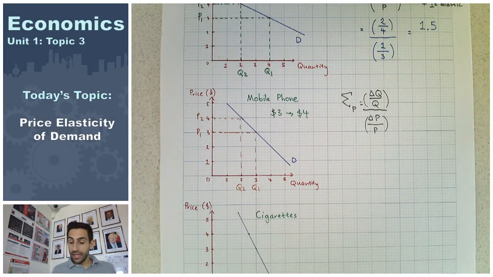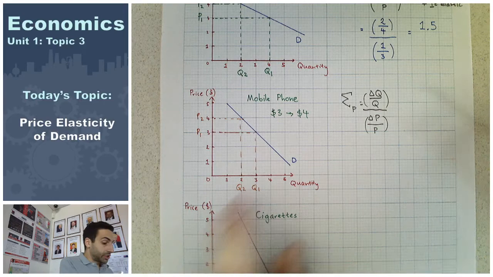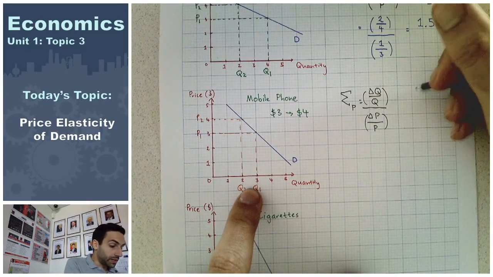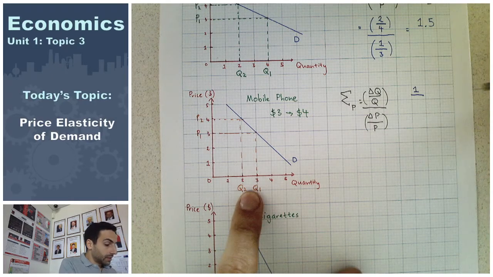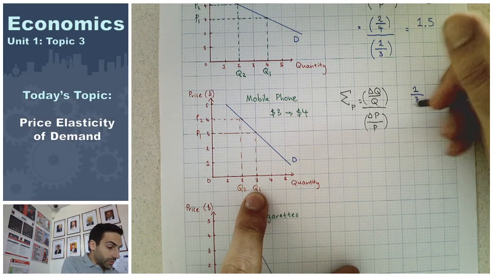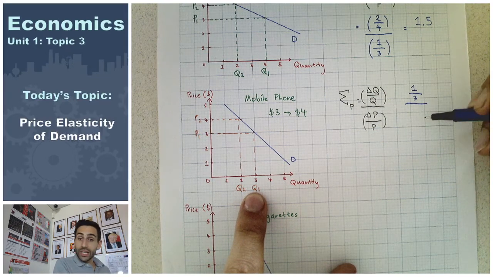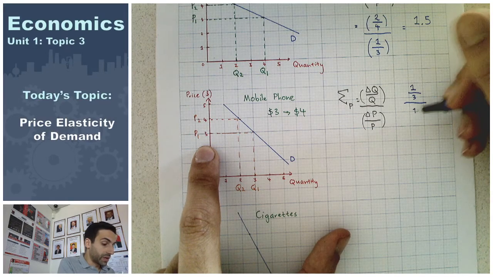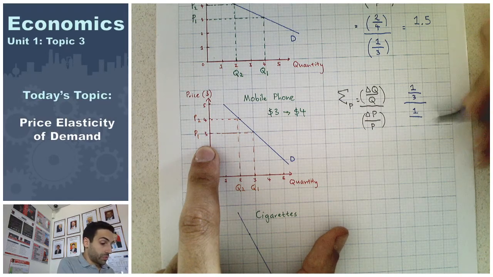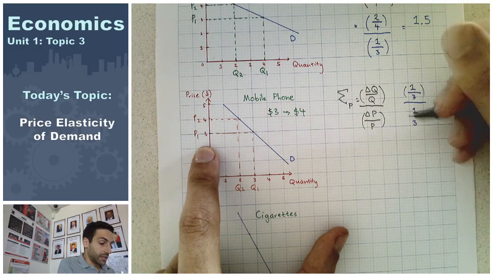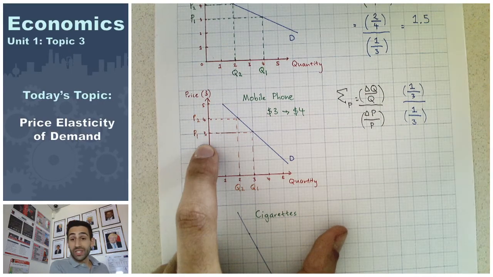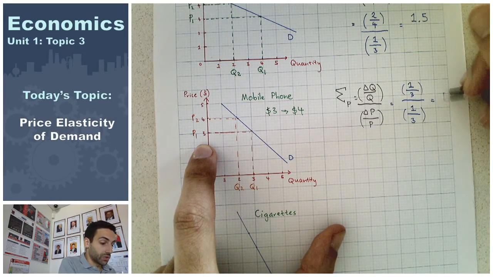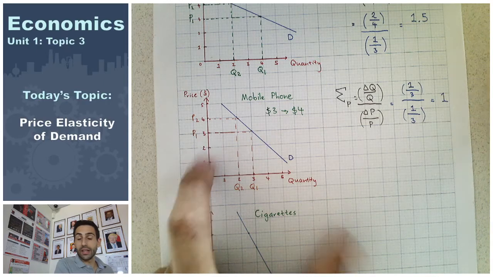So let's plug in all the information we have. The change in quantity is the difference between 3 and 2, which is obviously 1. The original quantity was 3. The change in price is 3 to 4, so the difference between 3 and 4 is 1. The original price was 3. This is going to be unit elastic. And the reason I know this is because when you plug that into the calculator, it's going to yield a result of 1.